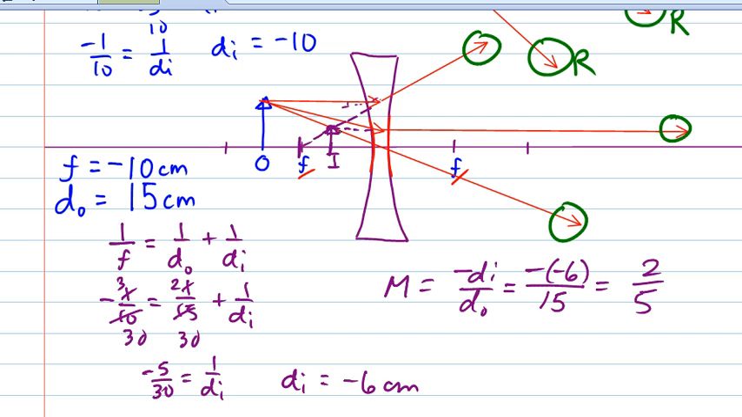So this kind of wraps up our video on ray tracing with lenses. It was a little long, but we really had to talk about how each of these different setups works. And finally, we'll do an example problem for ray tracing with lenses.